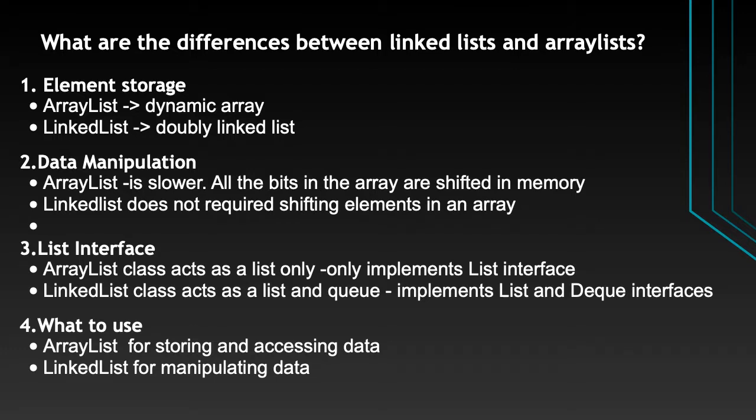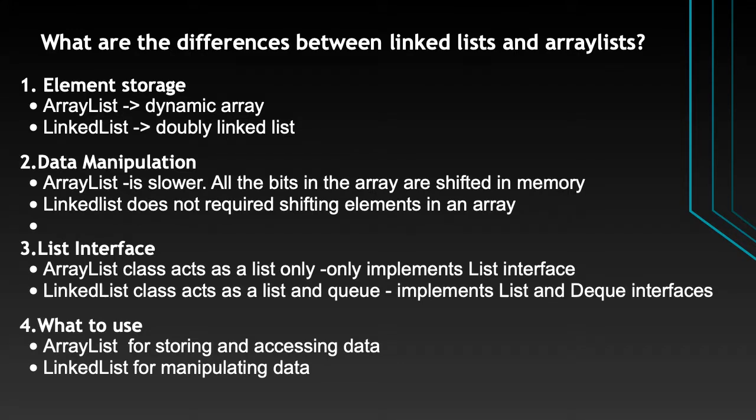Okay. Now, the array list class acts only as a list and it only implements the list interface, while the linked list class acts as a list and a queue, and it implements the list and deque interfaces, which is a double-ended queue, and you can add and insert elements from both sides.